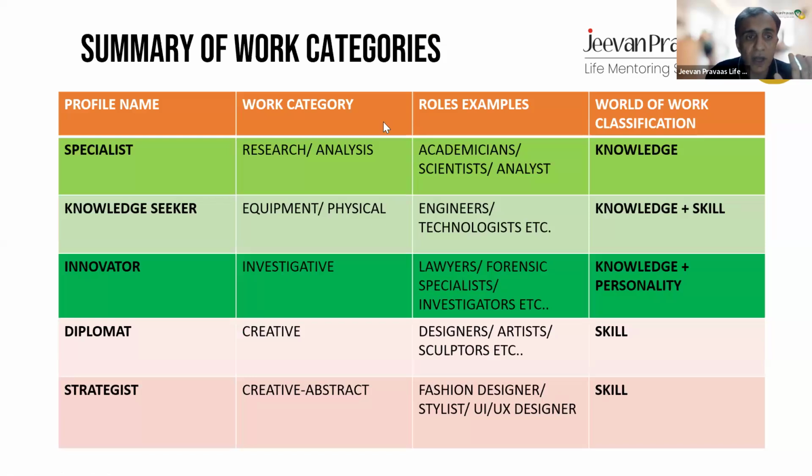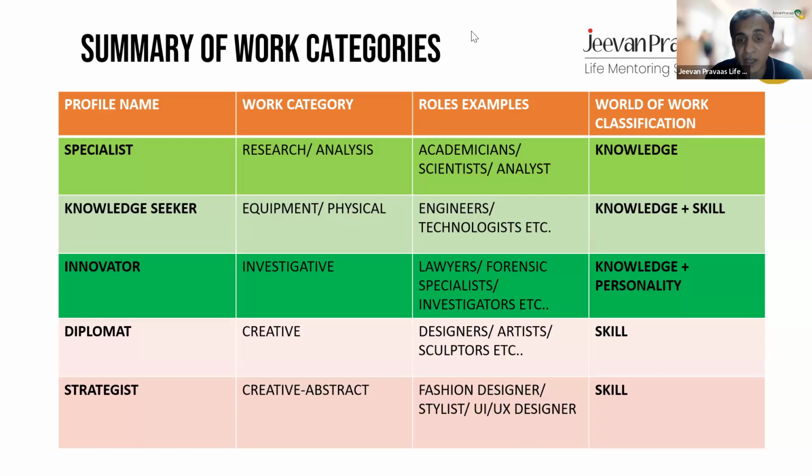Now what we have done is we have created a summary sheet here. We will show you an Excel sheet in which we'll show you what this profile name means, and what the quadrants are that make up this profile name. Depending on that profile name, like specialist, the IP is very important here. The person is in the lower quadrants: research, analysis. The world of work classification is knowledge. Then there's a knowledge seeker. Again, a perfectionist kind of person who works on the equipment and the physical. So engineers, technologists: it's a combination of knowledge and skill.